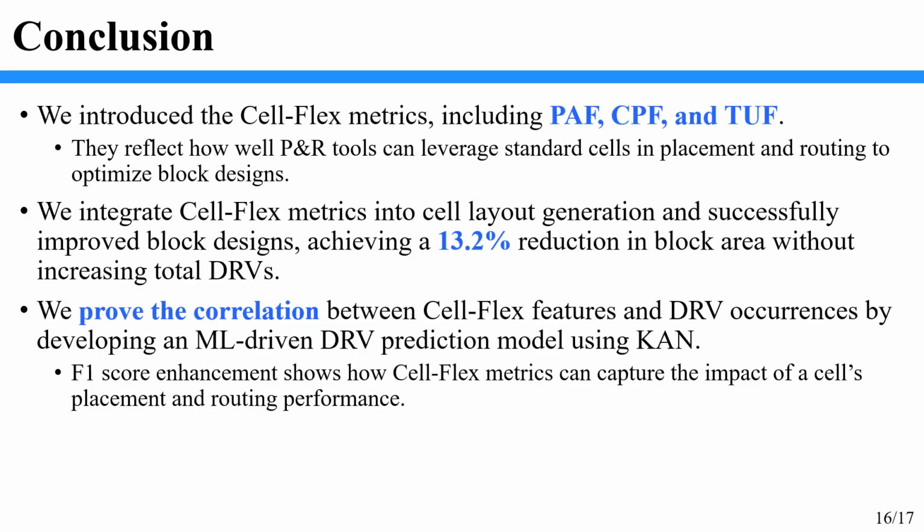And this is our conclusion. We introduced the self-flex metrics, PAF, CPF, and TUF, and we integrated self-flex metrics into cell layout generation, and we achieved 13.2% block area reduction without increasing DRVs. We proved the correlation between self-flex features and DRV occurrences by developing machine learning models. So it means these self-flex metrics can serve as an important indicator for cell layout quality.